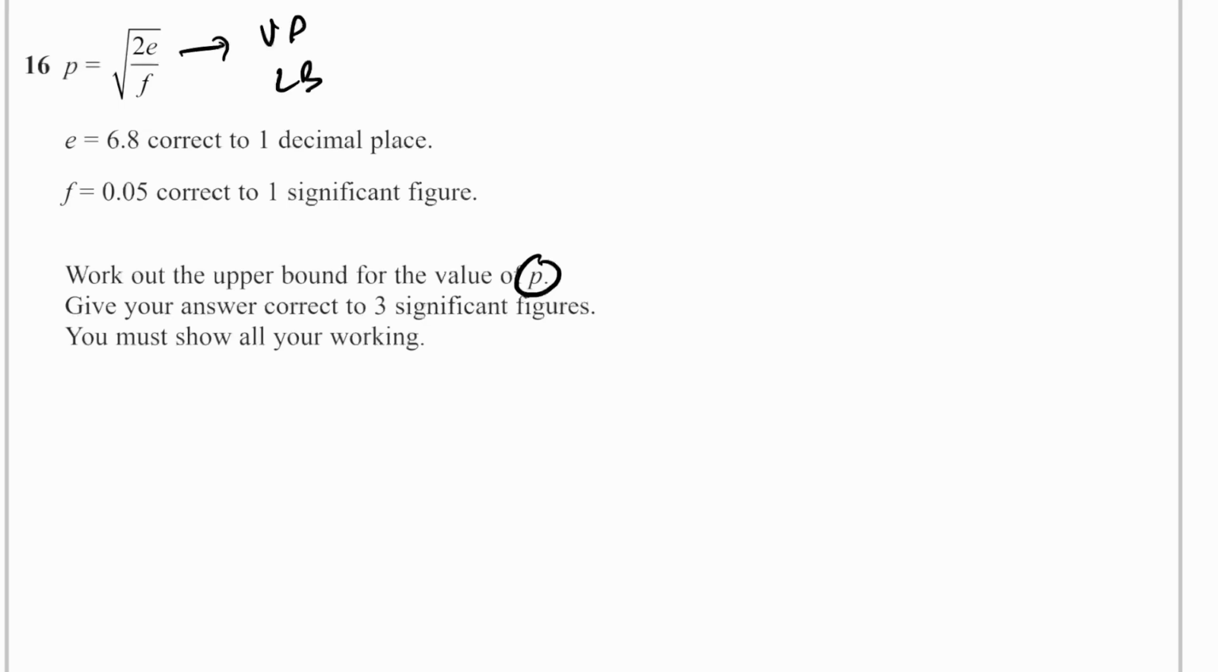Right, so let's work out the bounds of e first. So e, because it's 6.8 correct to 1 decimal place, then it could be 6.85, and you round down to 6.8, or it could be 6.75, and you round up to 6.8. Technically, it would be a bit less, but by convention, we write 6.85. You guys should be familiar with that. Then we could do the same thing for f.